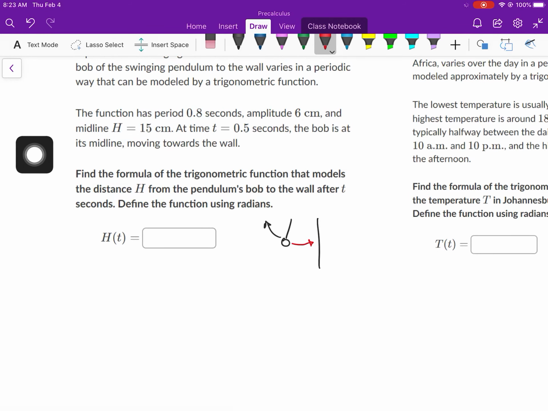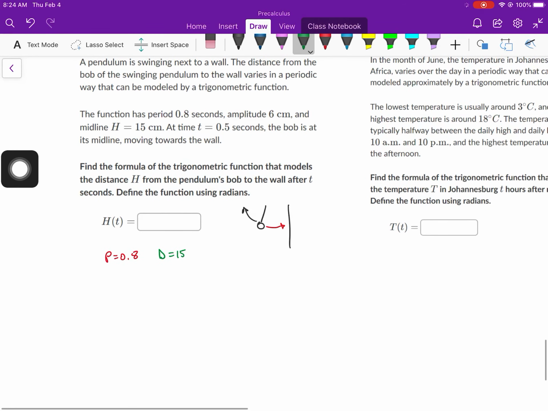So let's read through this. The function h has a period of 0.8. So p equals 0.8. A midline, we always call that D, right, of 15. And then at time t equals 0.5, the bob is at the midline and moving towards the wall. Oh, it has an amplitude. I was thinking, man, they didn't give us an amplitude.